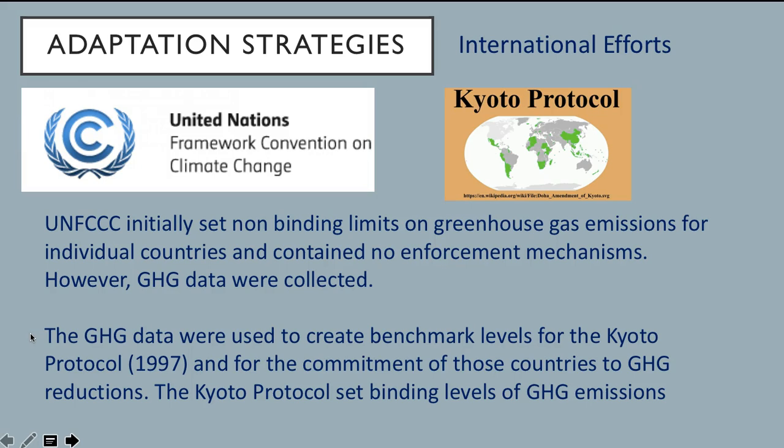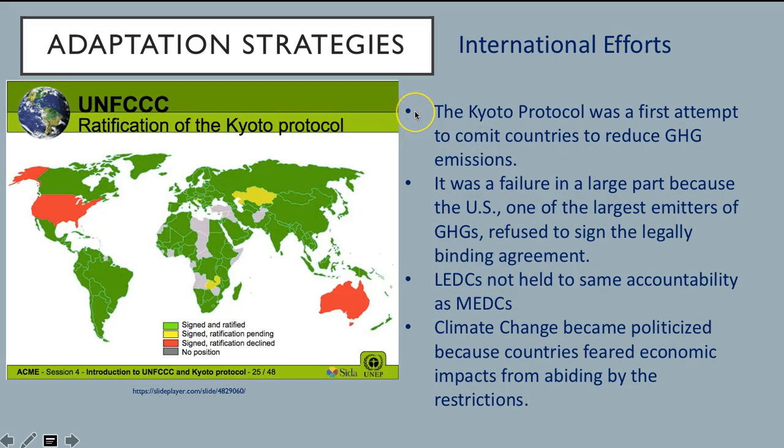The Kyoto Protocol set binding levels of GHG emissions. The Kyoto Protocol was the first attempt to commit countries to reduce greenhouse gas emissions. It was a failure in large part because the United States, one of the largest emitters of greenhouse gases, refused to sign the legally binding agreement. Lower economically developed countries were not held to the same accountability as more economically developed countries, and this was a point of contention. Climate change since then has become politicized because countries have feared economic impacts from abiding by the restrictions.